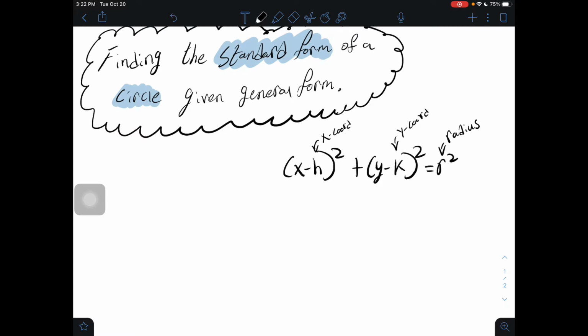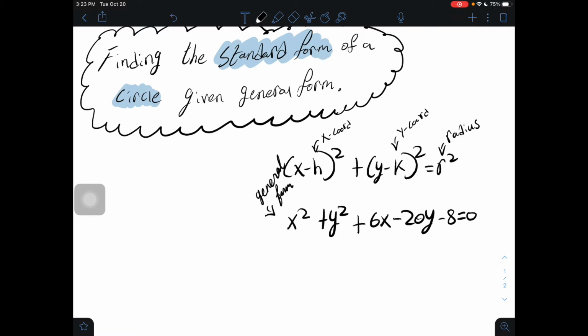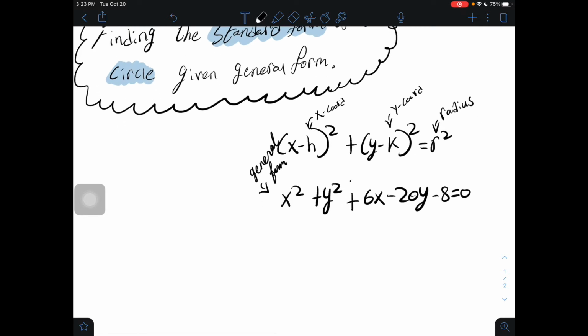Okay, now we are given the general form as being x squared plus y squared plus 6x minus 20y minus 8 equals 0. This is the general form of the circle. Now that we have our general form, we want to make it look like that. In order to do that, we have to complete the square. So first, we'll group our x and y values together.